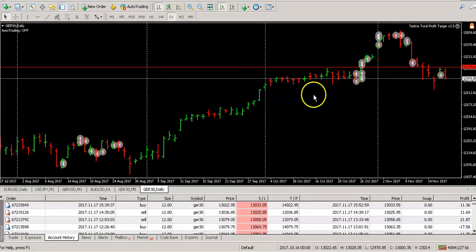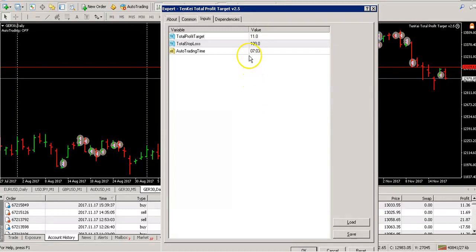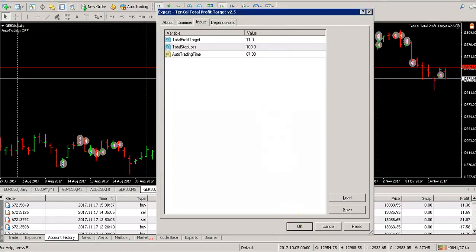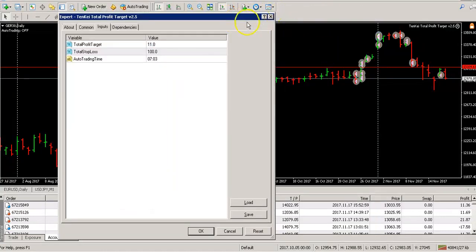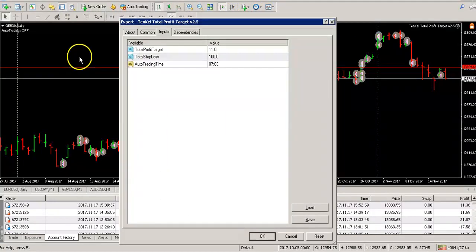One thing to point out, if you happen to open your total profit target to have a look at it, what you don't want to do, if you've got live trades running, is click the OK button, because if you click the OK button, it will reset this back to 11. So you may find yourself already up in profit. So you don't want to do that. Whenever you open this whilst you're in a live trade, always make sure that you click the close button there.